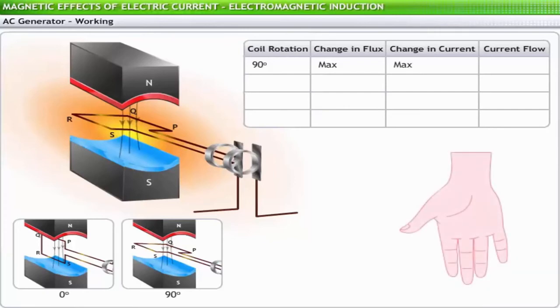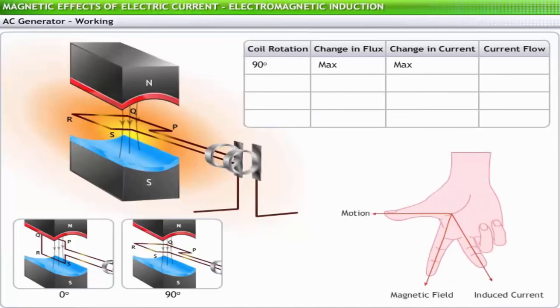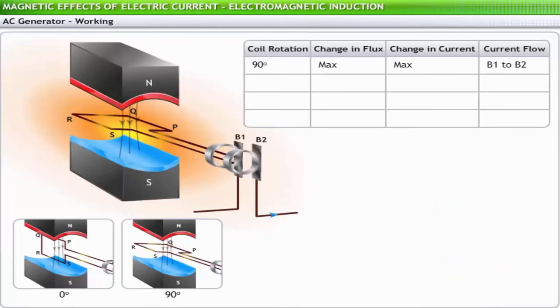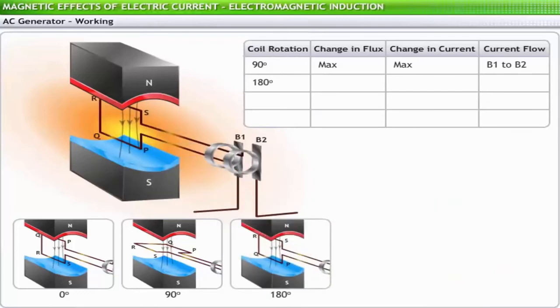The direction of current through each arm can be found using Fleming's right-hand rule. The current flows from brush B1 to brush B2. On rotating further by 90 degrees, the coil becomes vertical again. But now PQ is at the bottom and RS is at the top.